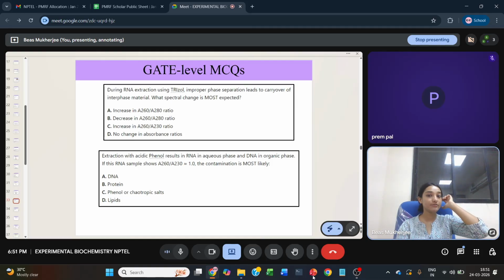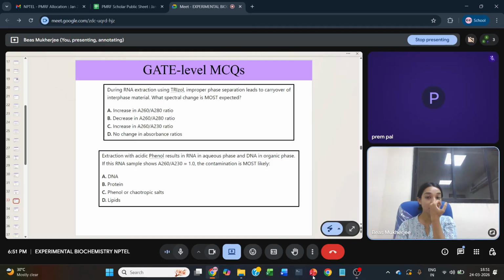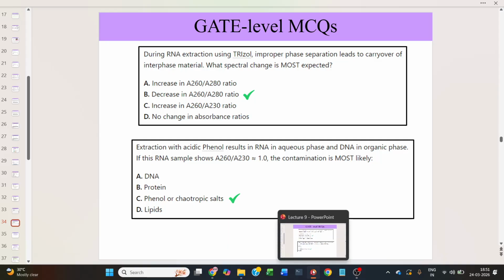Extraction with acidic phenol results in RNA in the aqueous phase and DNA in the organic phase. B. The 260 by 280 ratio decreases. Okay, let's see. And then, extraction with acidic phenol results in RNA in the aqueous phase and DNA in the organic phase. If this RNA shows a low A260 by 230, the contamination is most likely phenol and chaotropic salts. Okay. So we will look at the right answer. Yes, the right answer is B and C.